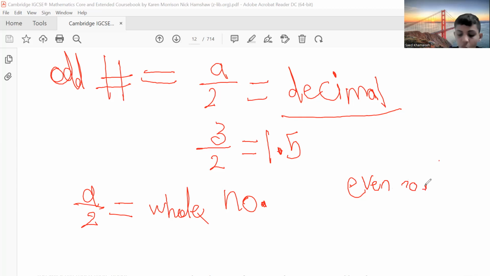Okay, so now I know the difference between an odd and an even number. An odd number is a number that, when I divide it by 2, gives a decimal number, a fraction. Any number divided by 2 that gives me a decimal is an odd number. The decimal is important, a fraction that is not exactly divisible by 2.